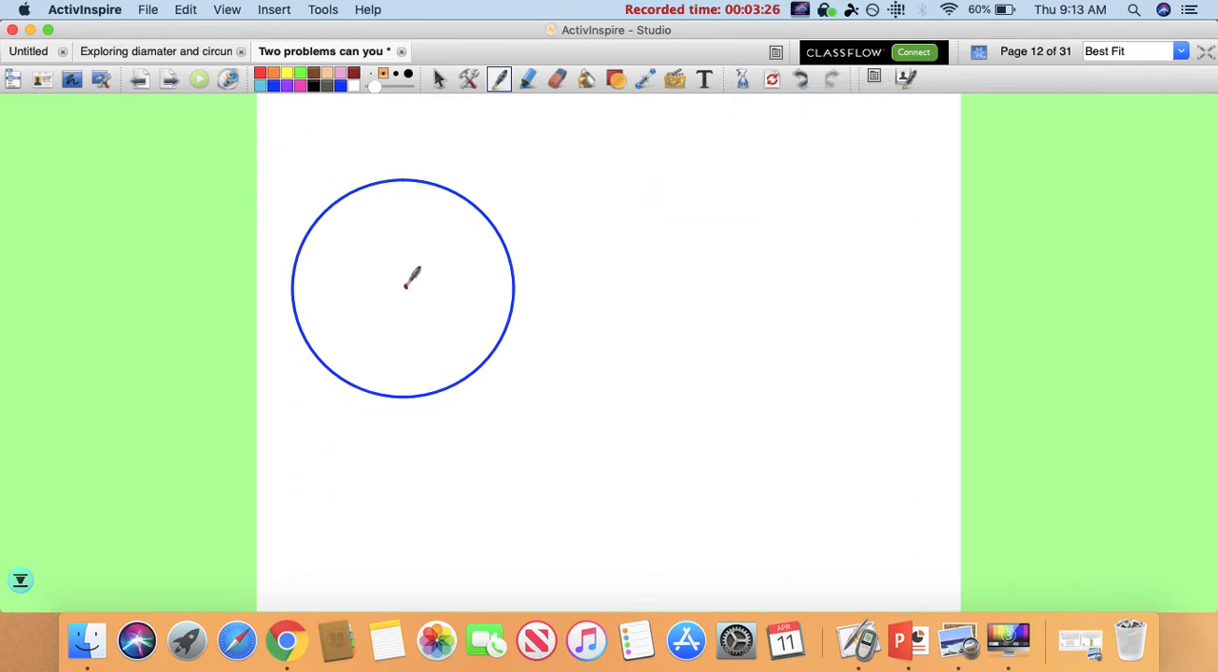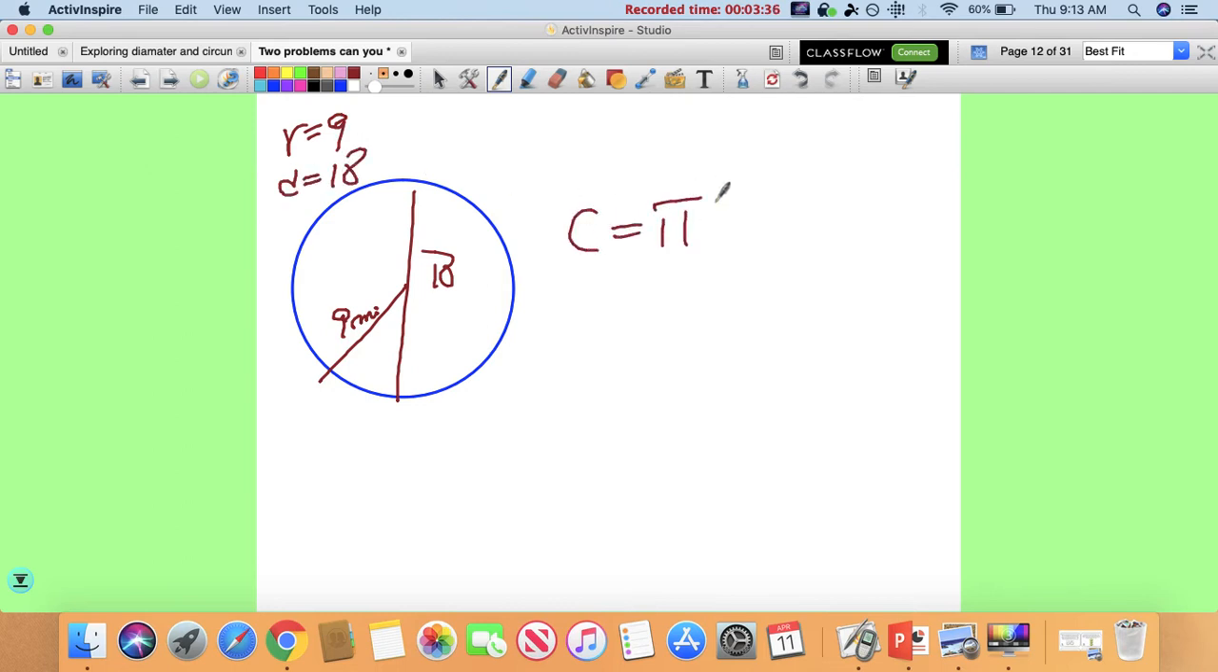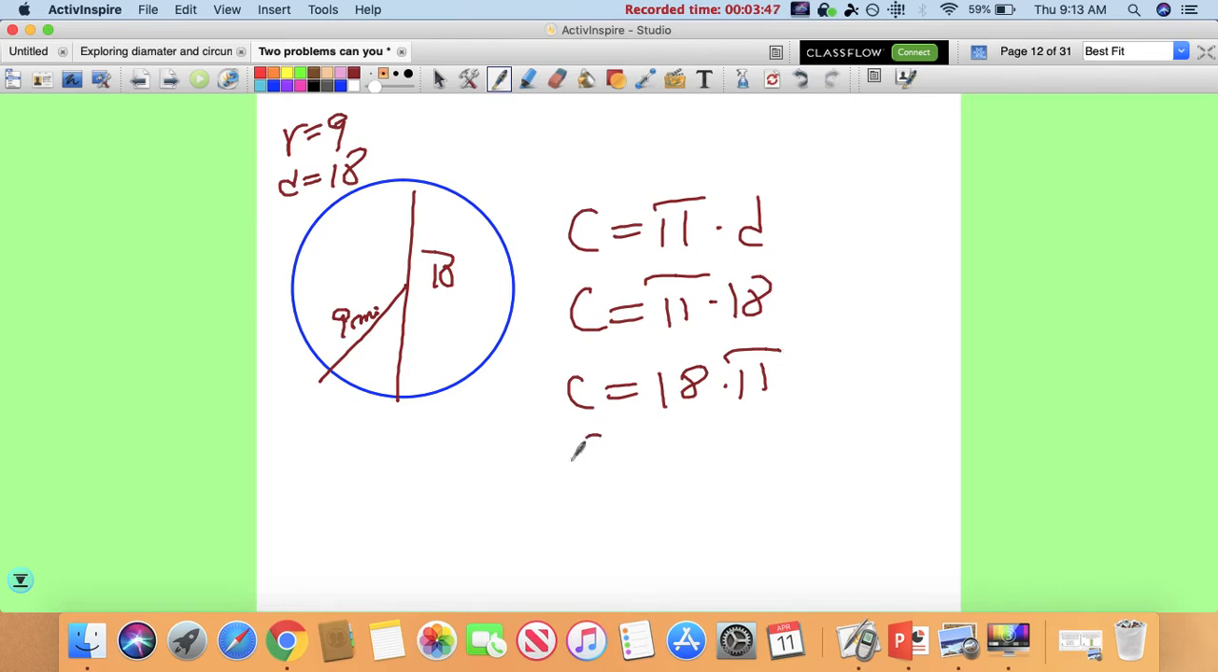Next one says it's 9 miles. So the radius is 9, the diameter is 18. C again equals pi times d, C equals pi times 18. And let's put that in the calculator. 18 times pi, that's going to give us 56.55 miles. So that's the first section.